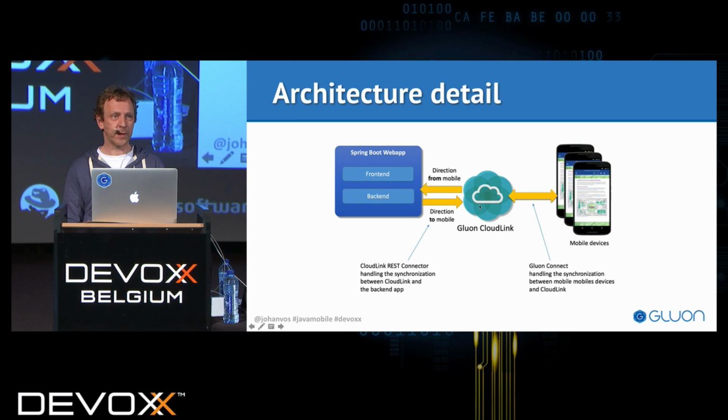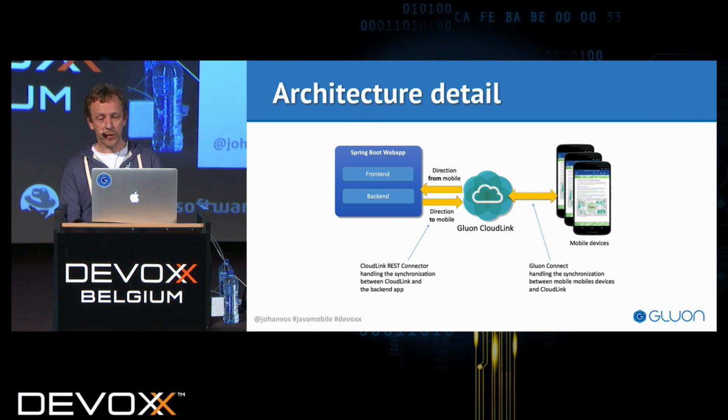So we now have something in the middle. We need to make sure that the front end and the back end can work with CloudLink, and we need to make sure that the mobile device can also work with CloudLink. And then we don't care about connectivity loss or about versioning of data or so. We just update and we will trigger it when there's something changed.